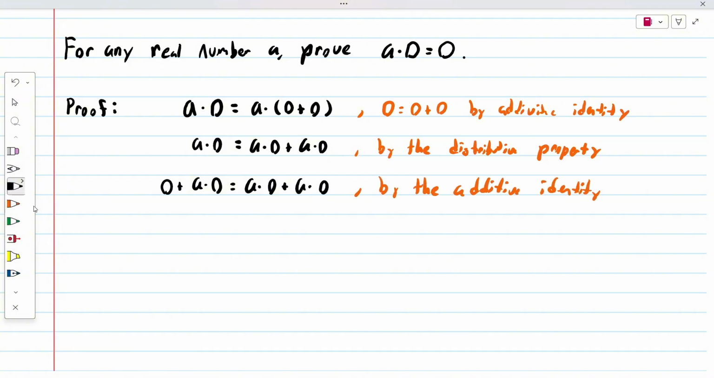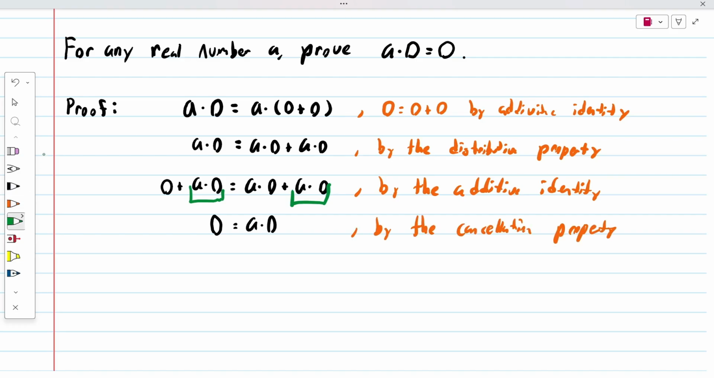Now we can use the cancellation property, and since we know that these two are equal to each other, we can say that the other two things are also equal to each other. And so by the cancellation property, we get that 0 equals a times 0. Okay, so there we go. We used these properties, and we get this final answer of a times 0 equals 0.